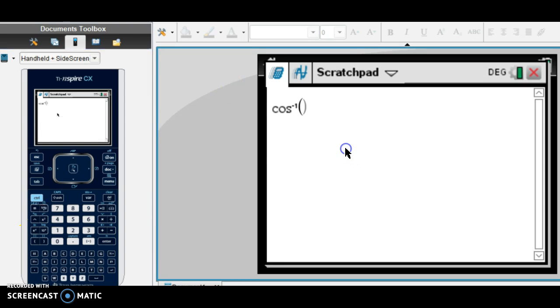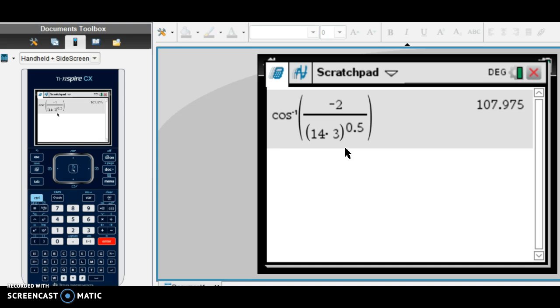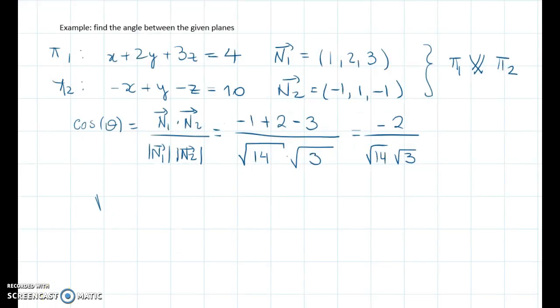So we are going to use the calculator to find the cosine inverse of minus 2 divided by, and now we need 14 times 3, all of that square root. That gives us an angle of approximately 108 degrees, but we know we want the acute angle because that's how we define the angle between two planes. So 72.0 will be the result, correct to 3 significant figures. So here we can see that theta is 72.0 degrees, and this is the angle we were trying to find.